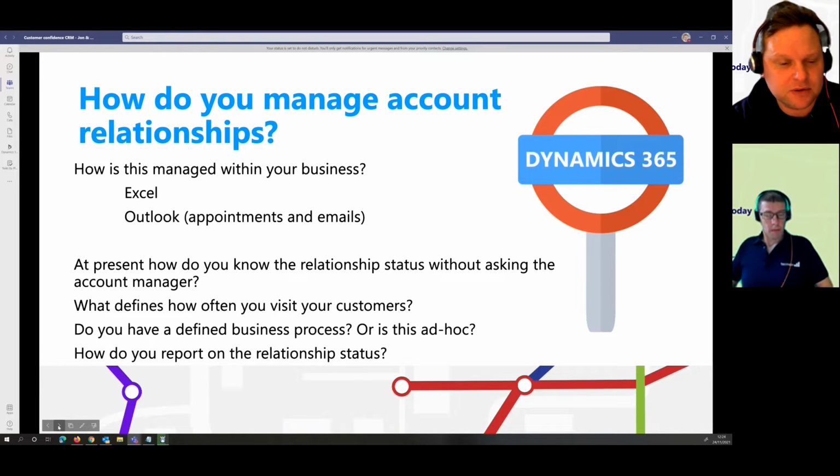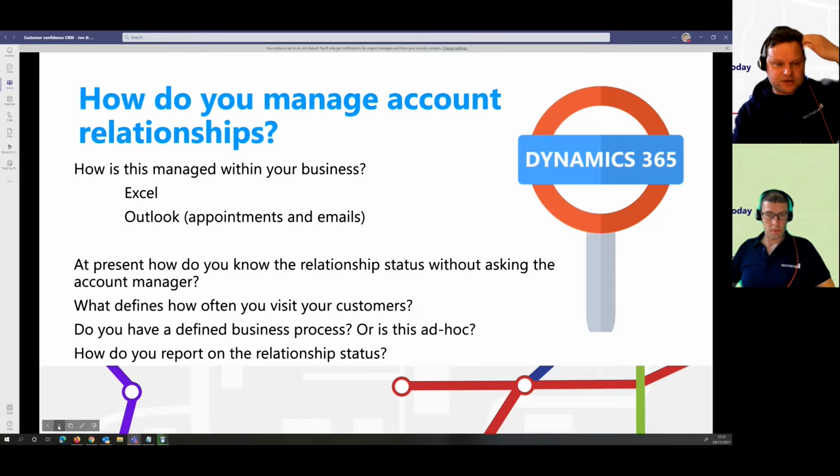I think generally people that don't have a solution for this will go towards using Outlook to arrange appointments with their customers, and the interaction with their customers will be through the email, really. But again, that's very centralized into one mailbox. So in terms of trying to get a visualization of what the relationship is between you as the business and a particular account, it's very difficult to see what's going on.